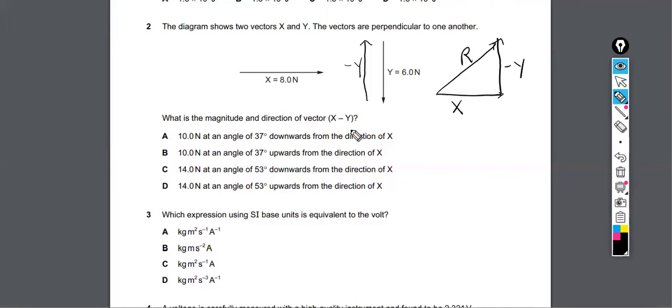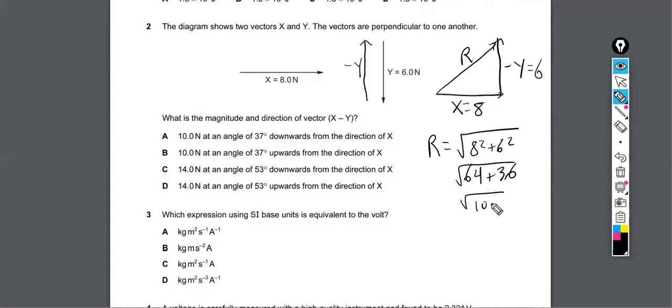What's the magnitude and direction of that vector x minus y, this result here? Well, they tell us this is 8. They tell us this is 6. It's going up though. I mean, we can kind of see that. So we're going to have 8 squared plus 6 squared equals r squared. Or the magnitude of r would be the square root of 8 squared plus 6 squared, 64 plus 36, 100, square root of 100, 10. So we can eliminate those two. It's not 14, it's 10.